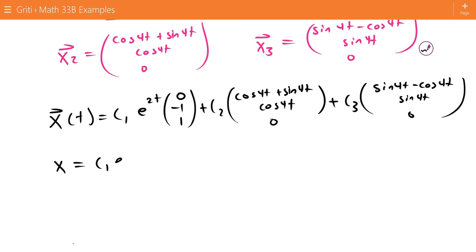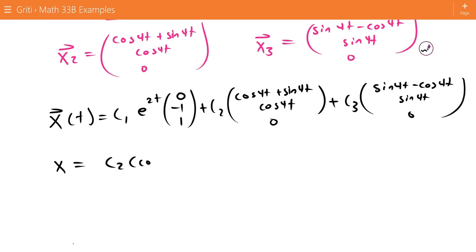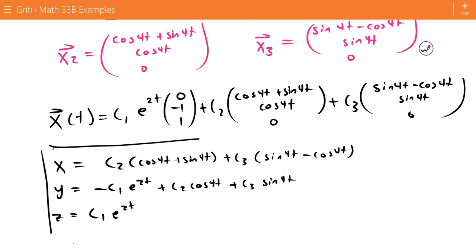So x was equal to c1, actually not even, there's 0 for the c1 component. So it's just going to be c2 times (cosine 4t plus sine 4t) plus c3 times (sine 4t minus cosine 4t). And then y is going to be negative c1 e to the 2t plus c2 cosine 4t plus c3 sine 4t. And then z is going to equal c1 e to the 2t. These are the solutions.